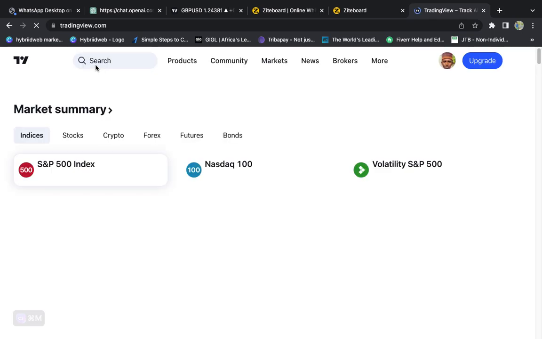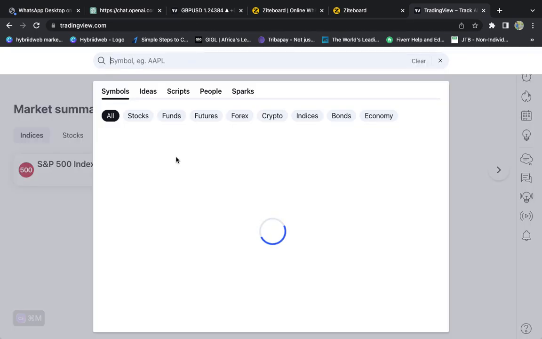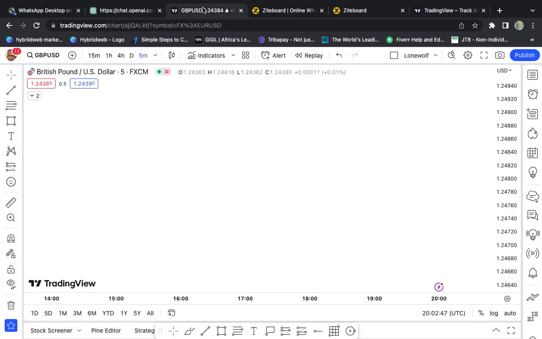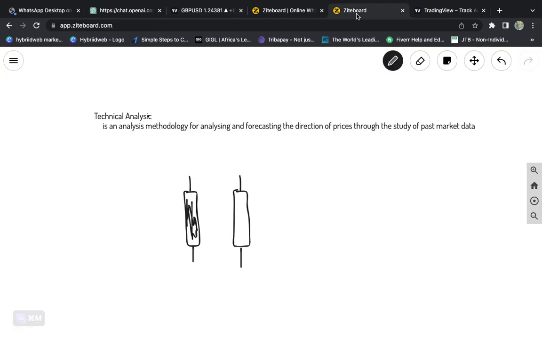So when you head over to this app, you head over to search and search the market you want to trade. Let's say you want to trade the gold market, the GBP JPY market, any market you want. You click on search, then search the market you want to trade, right? So for this one, I'm going with GBP USD. That's the market I want to trade: the Great British Pound, United States dollars.